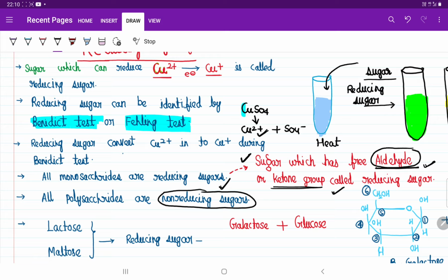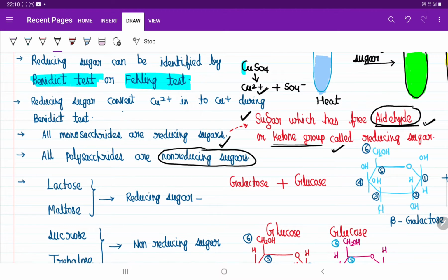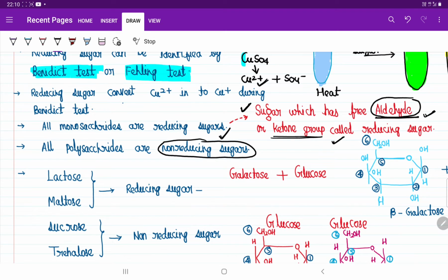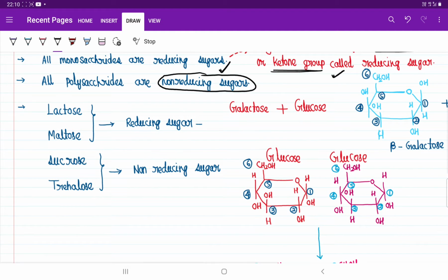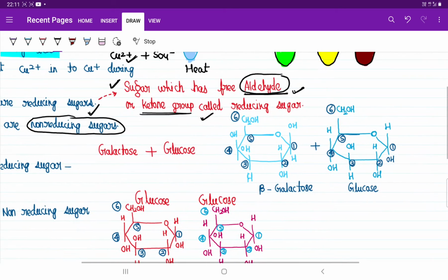Now what about our disaccharides? That is interesting. Lactose, the milk sugar, and maltose are both reducing sugars. Sucrose and trehalose are non-reducing sugars. Sucrose is present in sugar cane. Trehalose is present in the blood of insects. Both are non-reducing sugars. The question is why? Try to understand it.